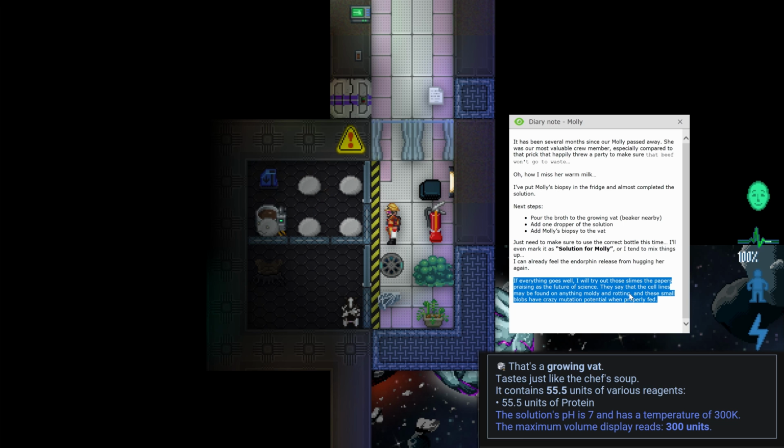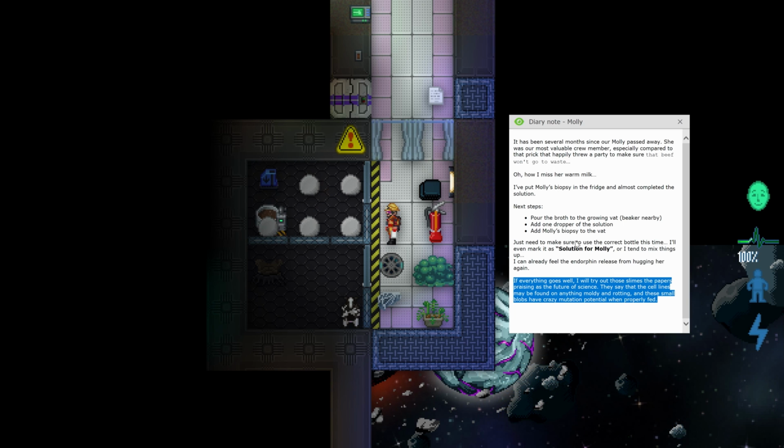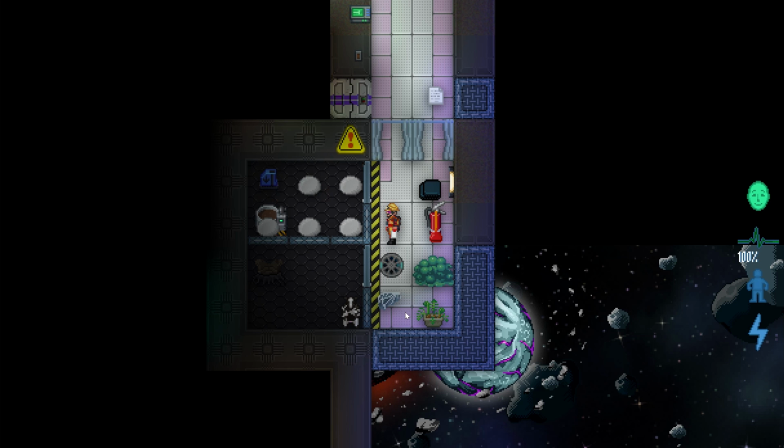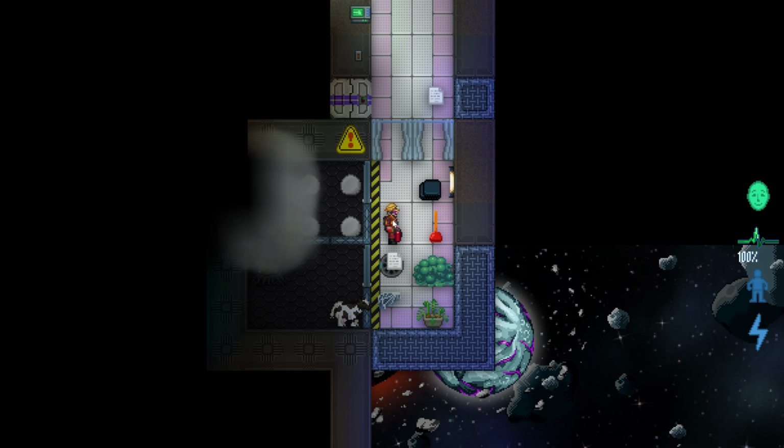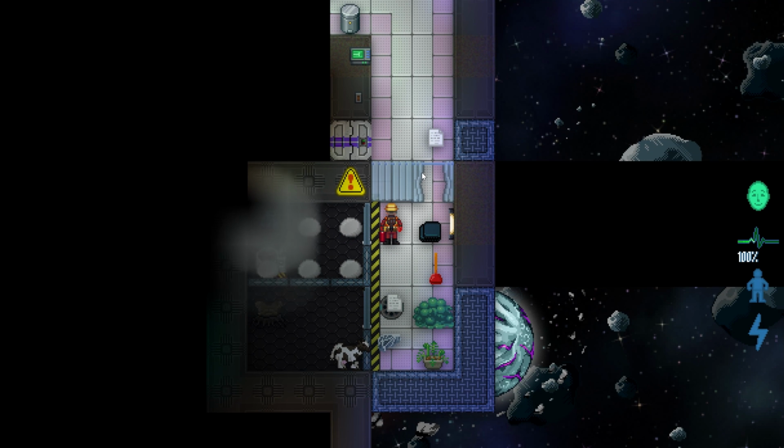So these are the slimes that this diary was talking about. They are the future of science, and the cell lines can be found on anything moldy and rotting, and these small blobs have crazy mutation potential when properly fed. But when they are not fed, they become aggressive. So I want to kill those and extract their cores and then revive them back into gray slimes to work on the xenobiology. So let me close the curtains here.